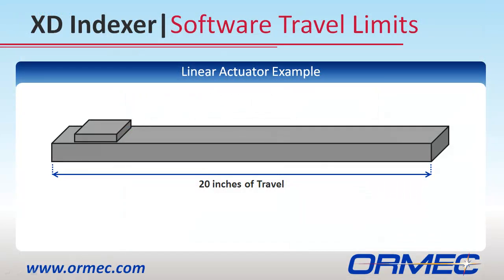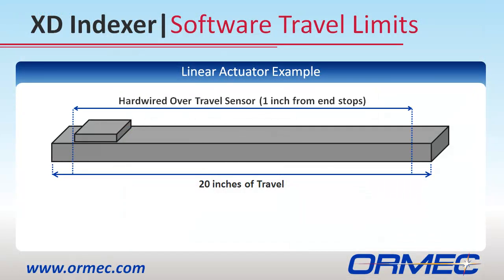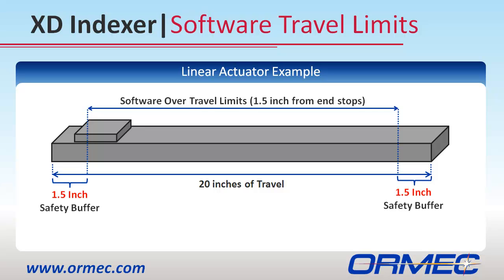For example, a linear slide with 20 inches of travel may be configured with hardwired end of travel sensors 1 inch from either end of the actuator. Software travel limits can be assigned at 1.5 inches from either end of the actuator to give an extra half inch of buffer before reaching the physical limit of the actuator.